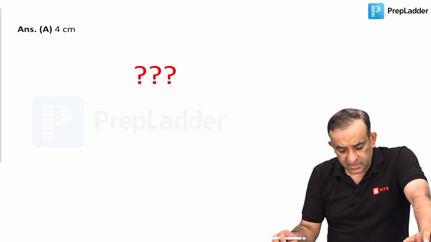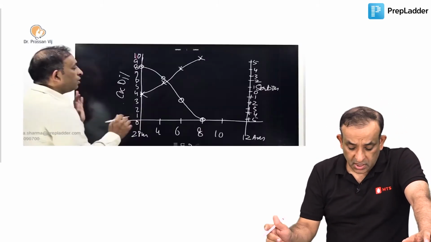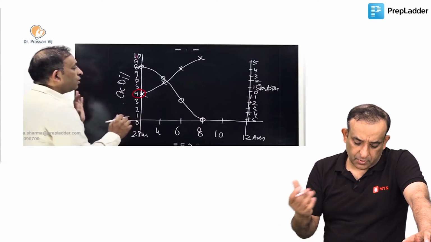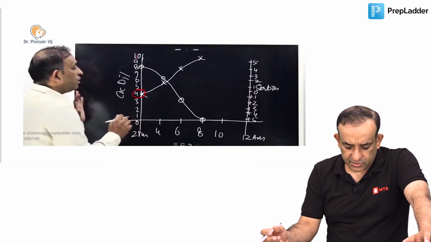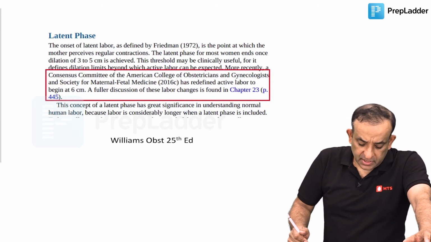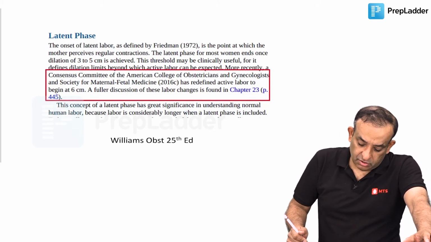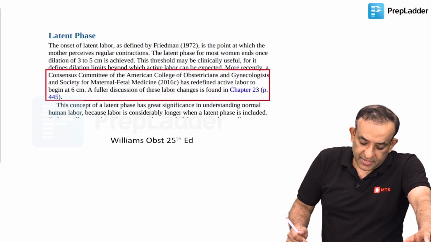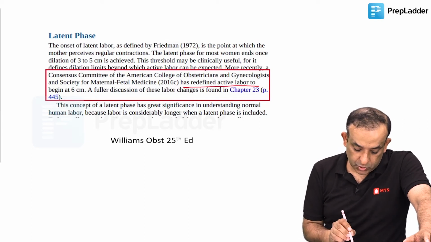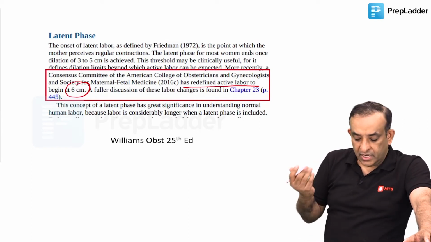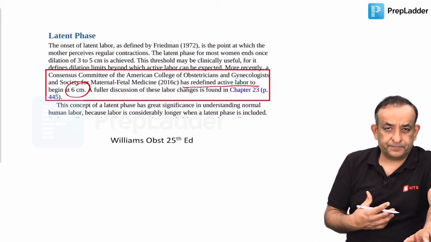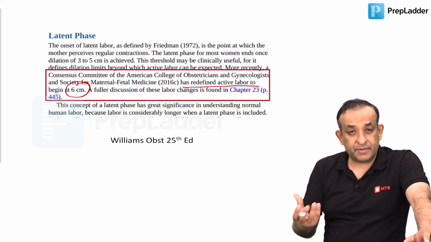The answer is 4 centimeters. Now, there's a lot of doubt about this. Why? Because like I've taught you, I've started plotting the partogram at 4 centimeters onwards. But let's see, what do the Americans say? The Consensus Committee of the American College of Obstetricians and Gynecologists and the Society for Maternal Fetal Medicine has redefined active labor to begin at 6 centimeters. So when the active labor starts at 6 centimeters, then why should you plot before that? Okay, so that's what the Americans say.